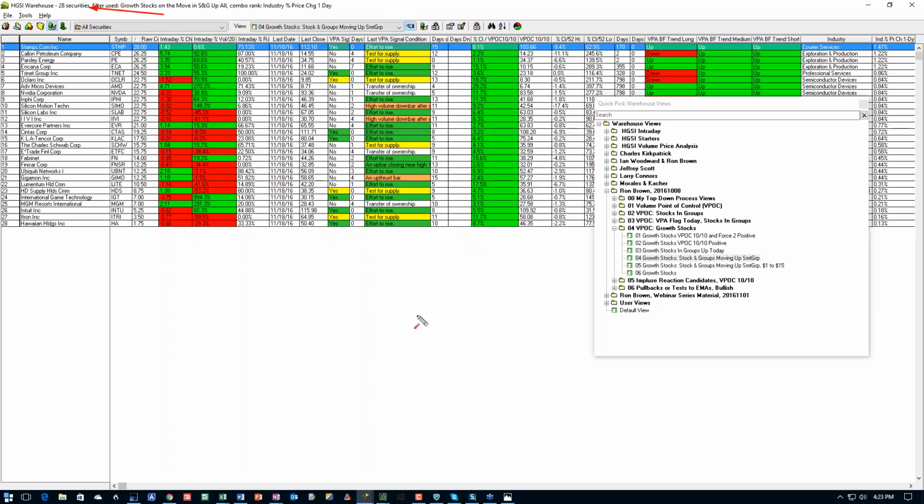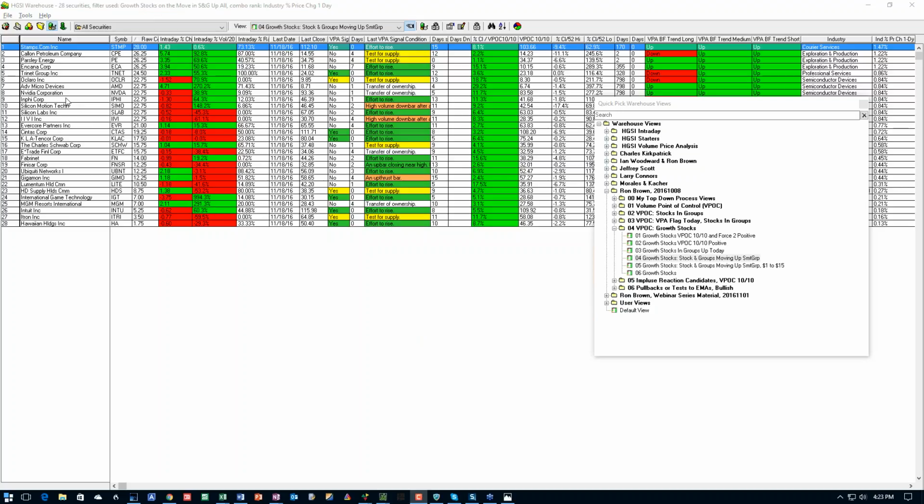So if you want to limit your prospects, I should say, not your trades, to looking for stocks that are in that smart group and they're growth stocks, here you go. That's all there is to it.